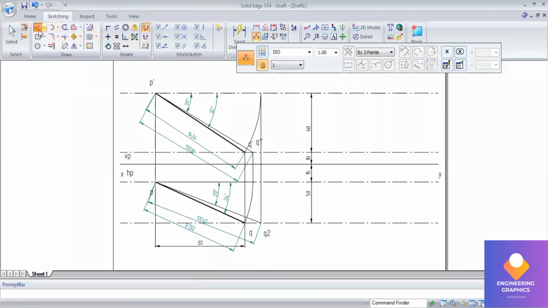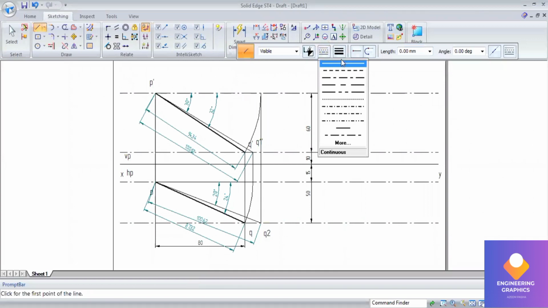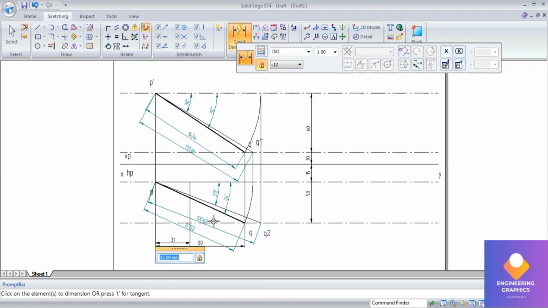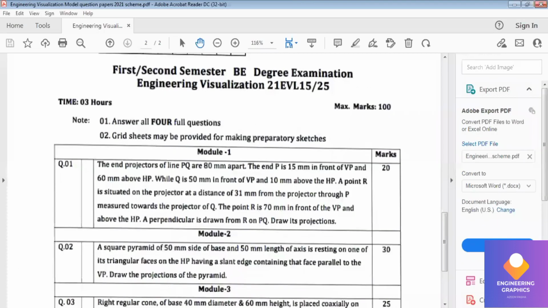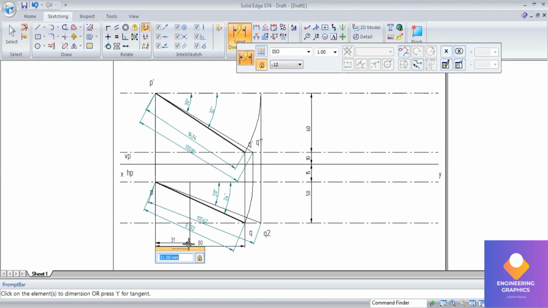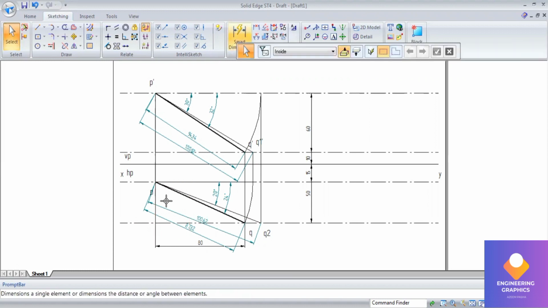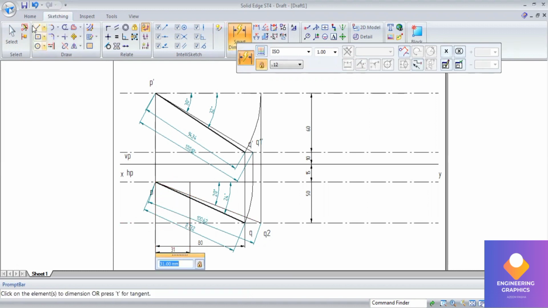As you know, the point R is located at a distance of 31 mm from P. So the distance between the projectors of P and R is given as 31 mm. And the point R is 70 mm in front of VP. So given the distance of 70 mm, we'll be considering that 70 mm distance here for putting a point. So that is the 31 mm.